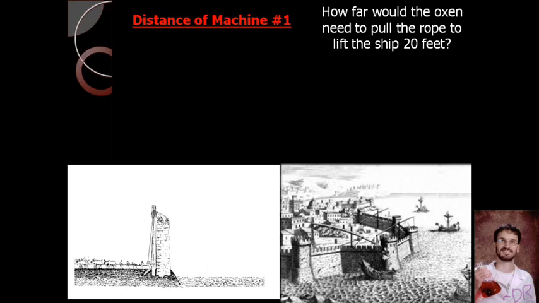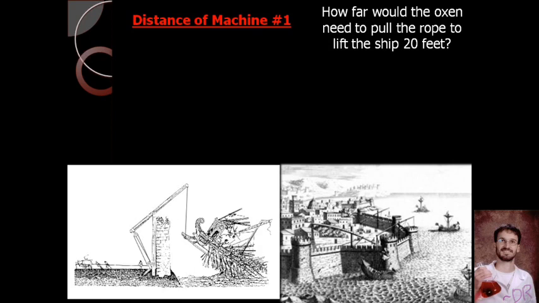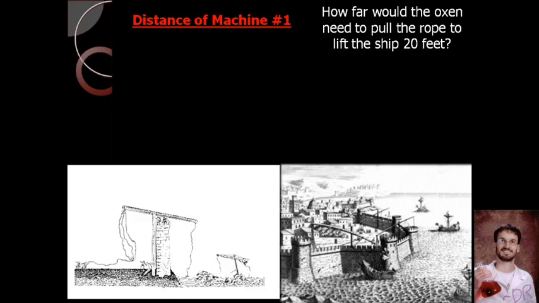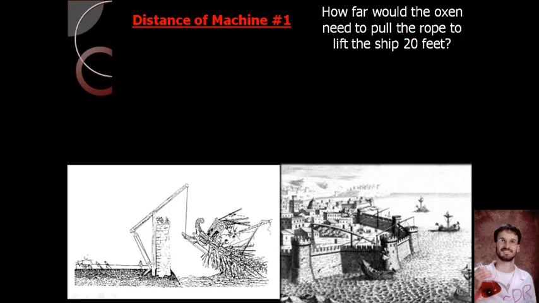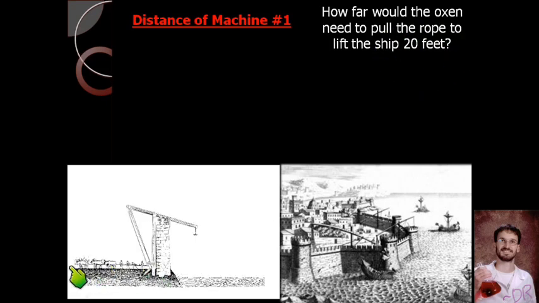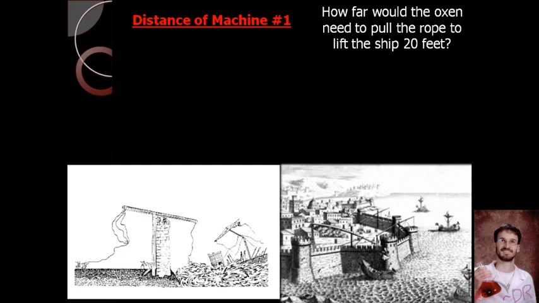Anything less than 20 feet, I just made that number up, but anything less than 20 feet we'll say wouldn't work. So you have to make the boat go up 20 feet in the air. Well, how far would the oxen need to pull the rope this way in order for the boat to go up 20 feet in the air? Because remember, you have a wall here. These people can't see what's going on out there.